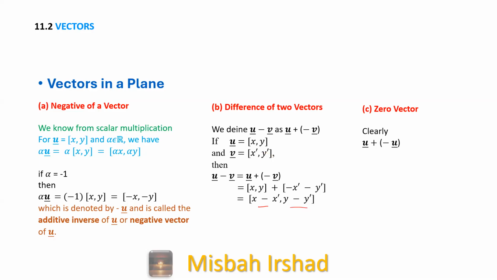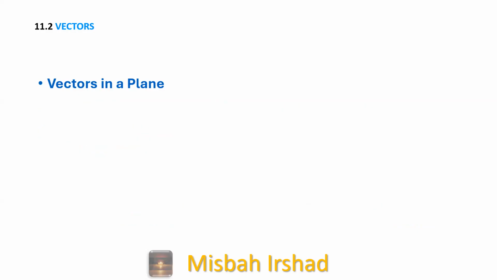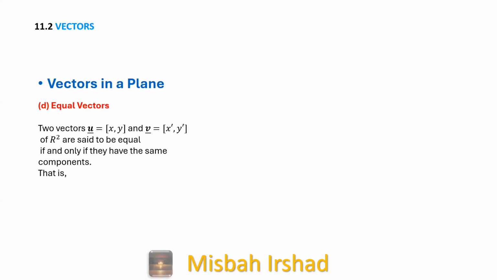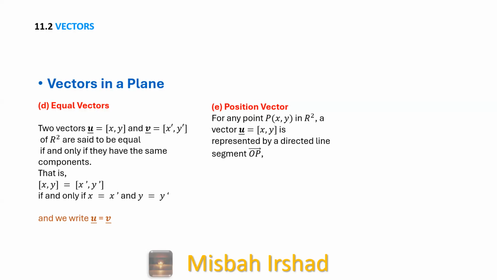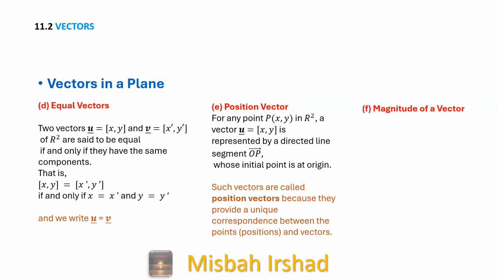The zero vector is the sum of the vector and its negative vector, and the zero vector has both components equal to 0. Equal vectors: if their corresponding components are equal, the vectors are equal. And position vector we have already discussed.